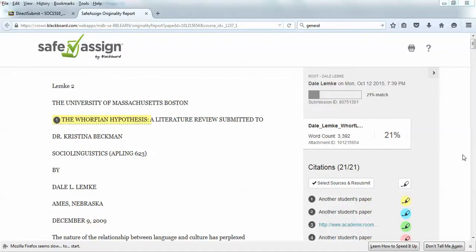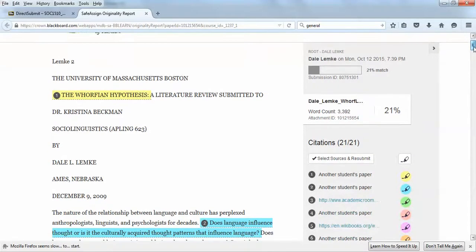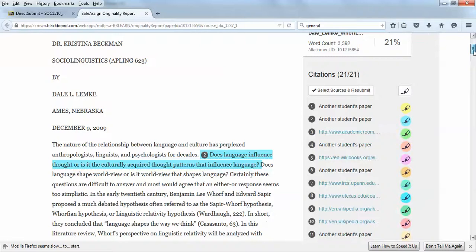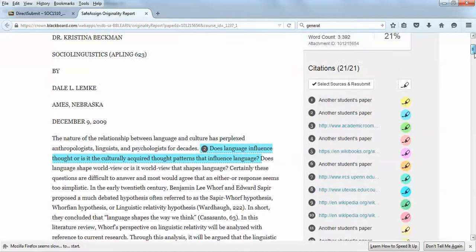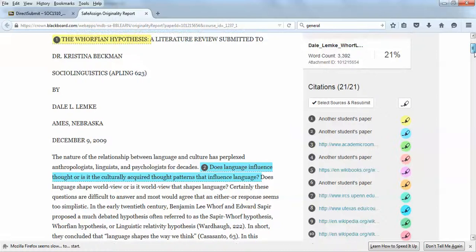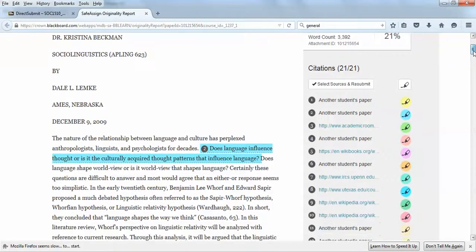In this brief video, I wanted to demonstrate how SafeAssign can identify passages that are actually cited correctly. So again, you need to be able to interpret these reports and understand what's going on here. But if you scroll down through this paper, first of all, you're going to see that there are 21 instances that they're saying they're concerned about, and that this paper basically matches other sources at about 21% total.